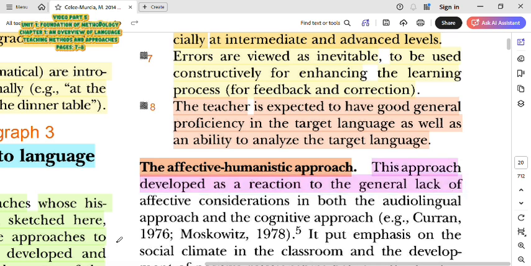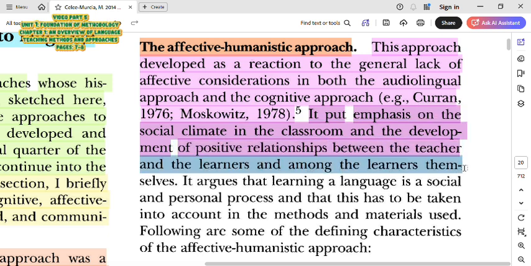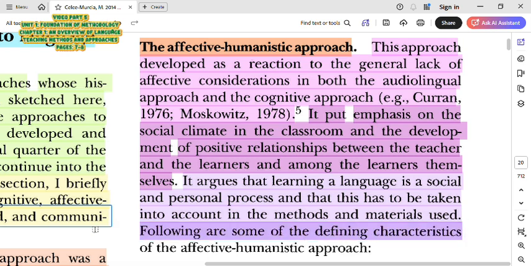The affective humanistic approach. This approach developed as a reaction to the general lack of affective considerations in both the audiolingual approach and the cognitive approach (for example, Curran, 1976; Moskowitz, 1978). It put emphasis on the social climate in the classroom and the development of positive relationships between the teacher and the learners and among the learners themselves. It argues that learning a language is a social and personal process and that this has to be taken into account in the methods and materials used. Following are some of the defining characteristics of the affective humanistic approach.